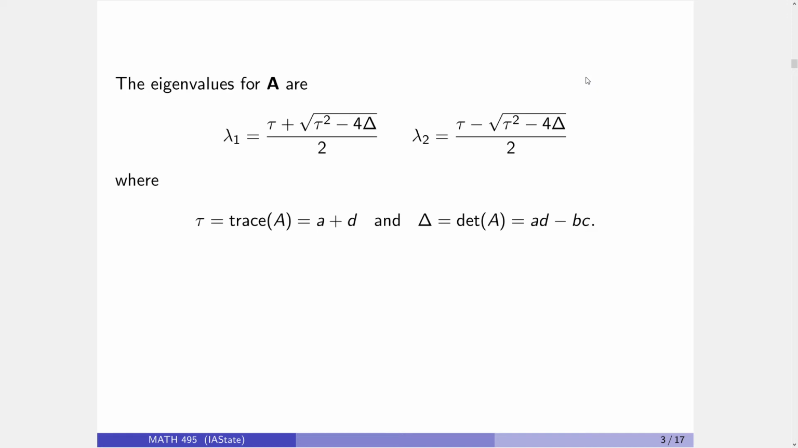But anyway, one of the main things to note about the eigenvalues is how they relate to tau and delta. Not only do tau and delta tell you what the eigenvalues are, the eigenvalues also tell you information about tau and delta. The sum of your eigenvalues must be the trace, and the product of them must be the determinant. And it's worth noting these formulas do extend beyond the 2x2 case.